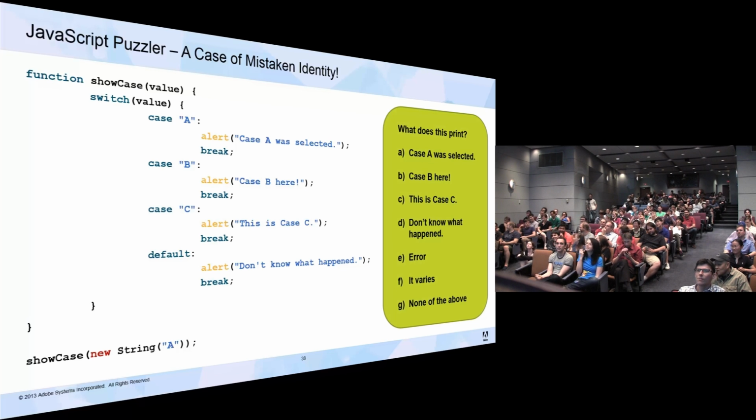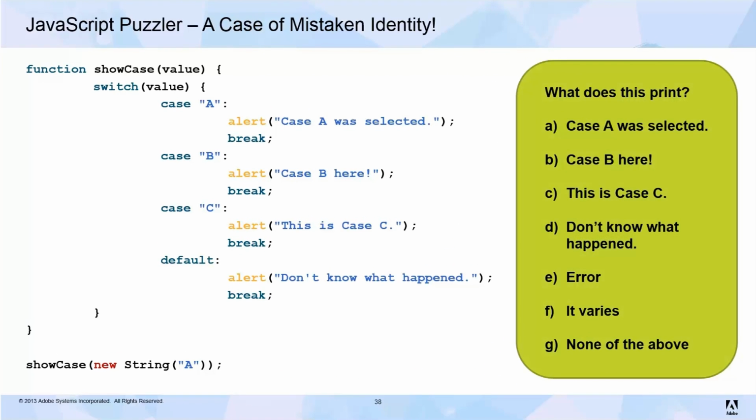Okay. So again, let me give my naive walkthrough. We have a function, showCase, and it takes a value. Inside of this function, we have a switch statement. It has 3 cases and a default, the strings A, B, and C. Then we call showCase with a new string of A. And I have a case for string A right there, so I think it's going to print case A was selected, so my answer is A. Let's see what the real answer is.